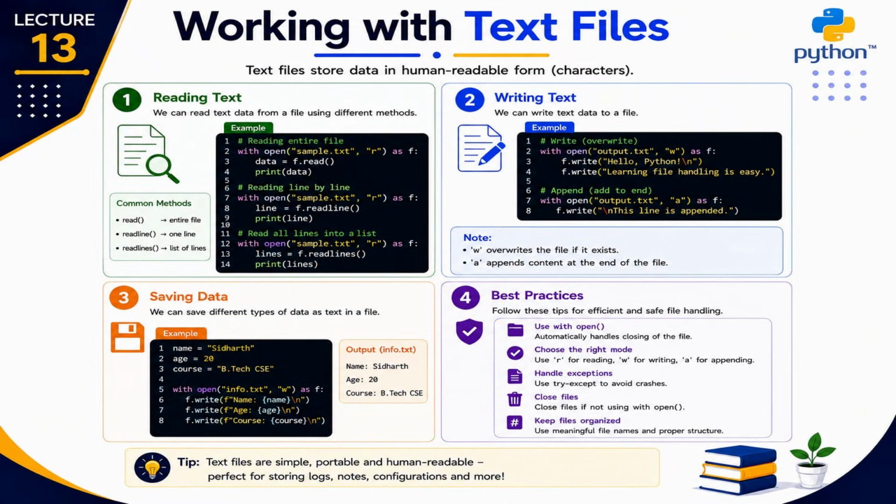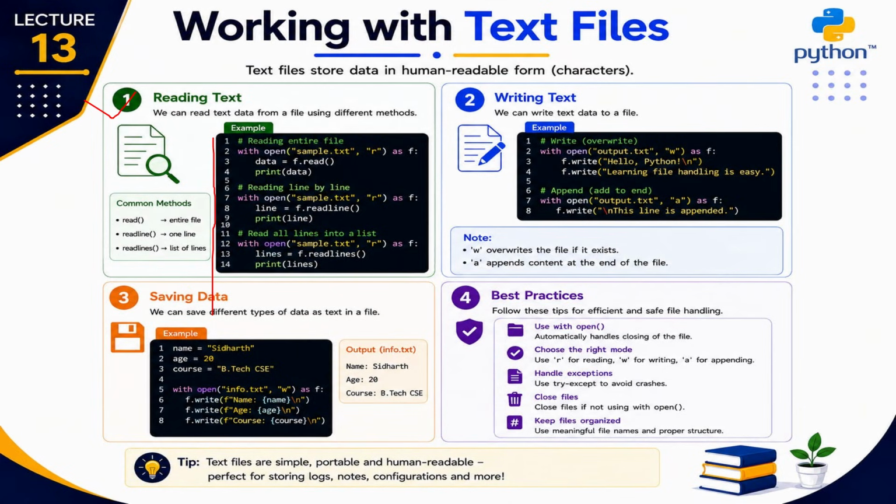So first let's see how we can read text from a file. Python provides three commonly used methods which we talked about previously. The first one is read, that reads the entire file. Readline reads one line at a time, and readlines reads all lines and returns them as a list. And you can see the example given here. I already told you about all these three methods.